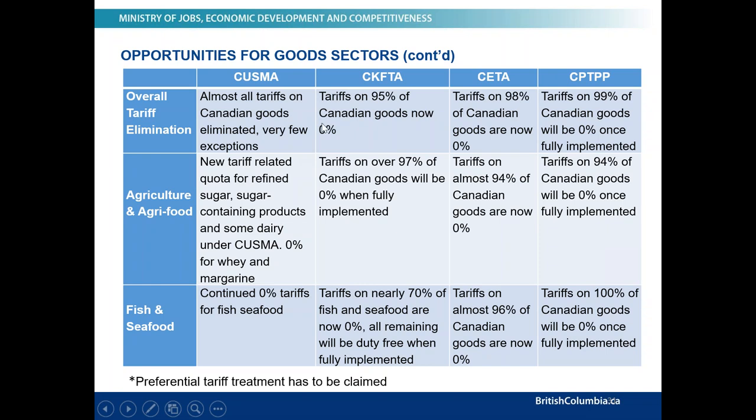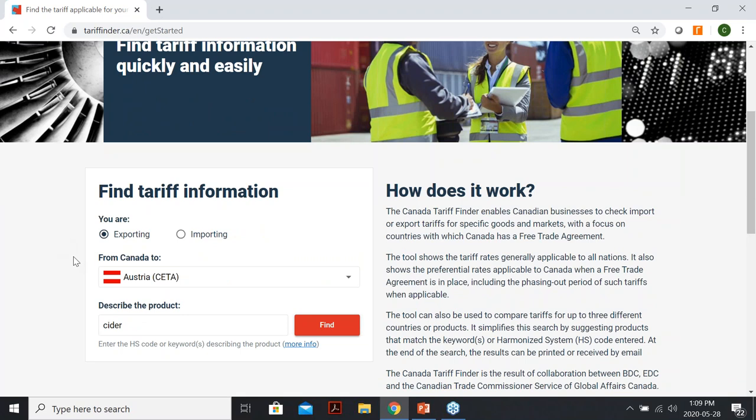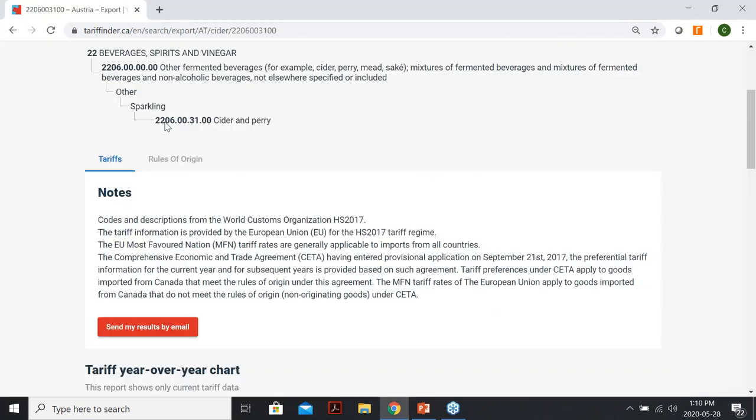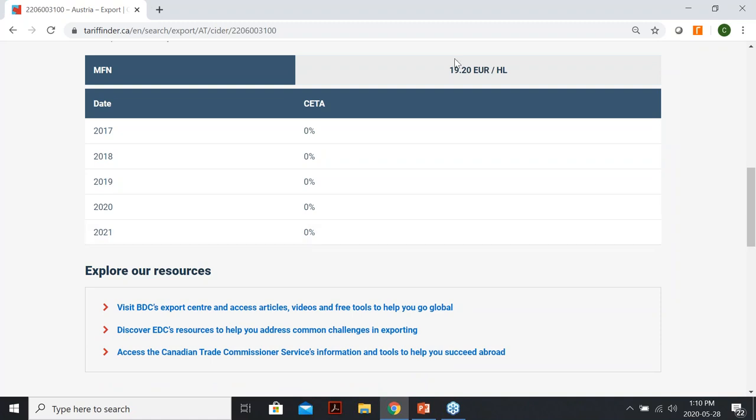Now I wanted to show you one tool called Tariff Finder. The Canada Tariff Finder is a user-friendly tool for figuring out what tariff applies to your product. You can search by code if you know it, or through a keyword search. If we move a bit lower, you can see that the current tariff under most favored nation is 90.6 euro per hectoliter. That means this tariff applies to cider that enters from a country that Austria has no preferential trade agreement with. However, in our case, Canada has a preferential tariff with Austria, and you can see that since 2017, the tariff has been reduced to zero. The Tariff Finder allows you to check the tariffs in other markets as well.